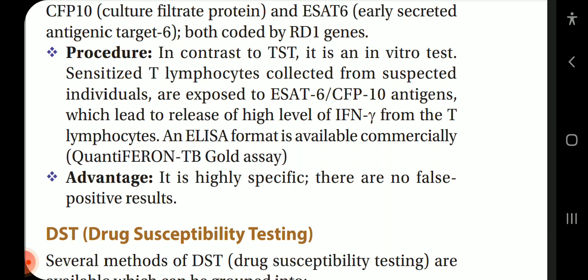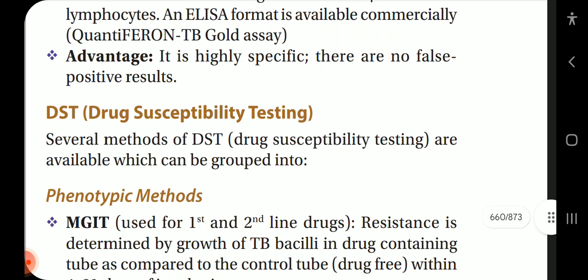Procedure: in contrast to TST, it is an in vitro test. Sensitized T lymphocytes collected from suspected individuals are exposed to ESAT-6 or CFP10 antigens, which lead to release of a high level of interferon gamma from the T lymphocytes. An ELISA format is available commercially, the QuantiFERON-TB Gold assay. Advantage: it is highly specific, there are no false positive results.